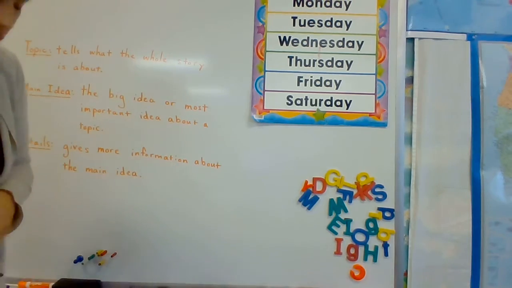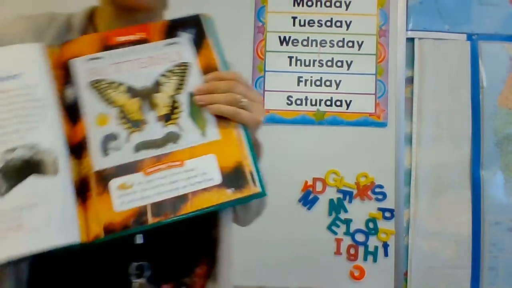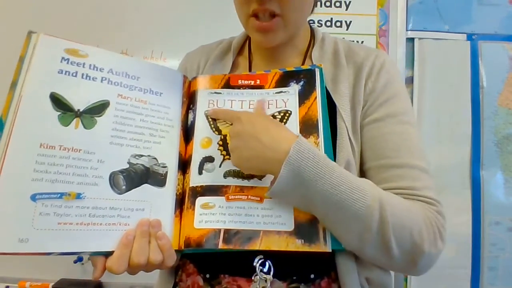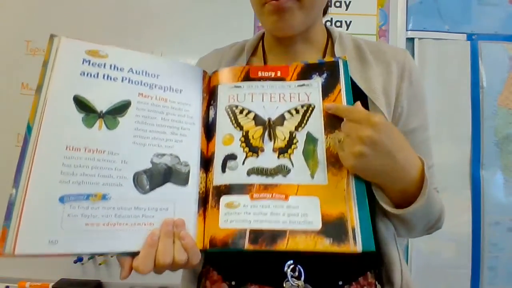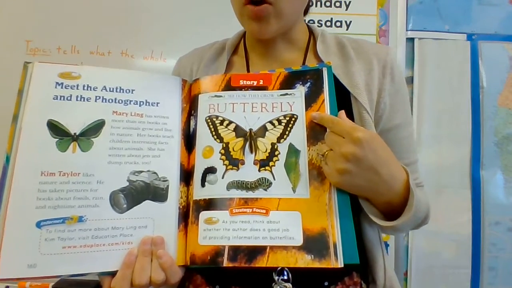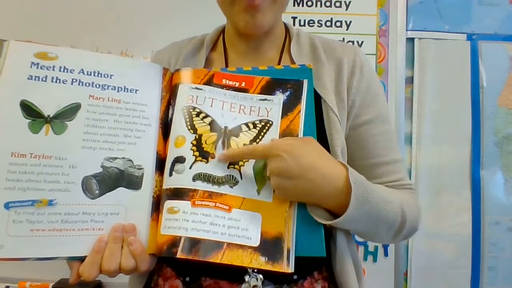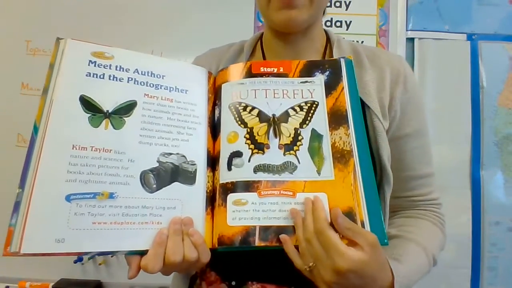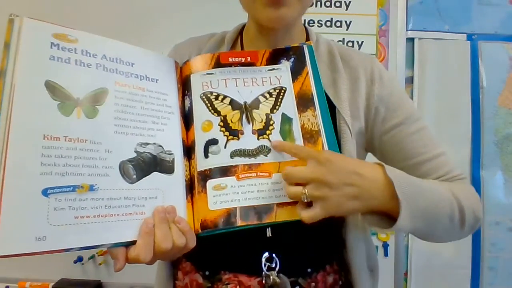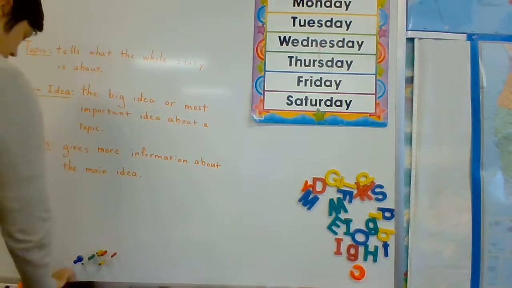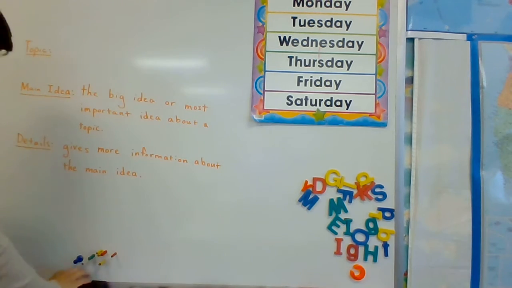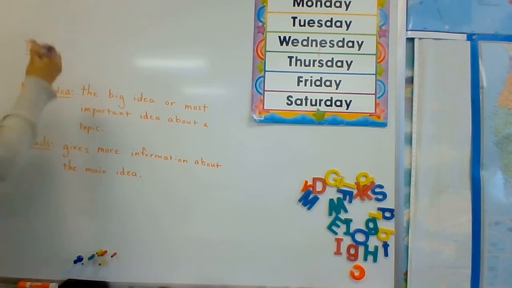So now we're going to look at a story that you are familiar with. This story is called Butterfly. So, what is the topic of this book? What is it all about? It's all about butterflies. So, I am going to write that up here under our topic section. So, the topic of this story is butterflies.